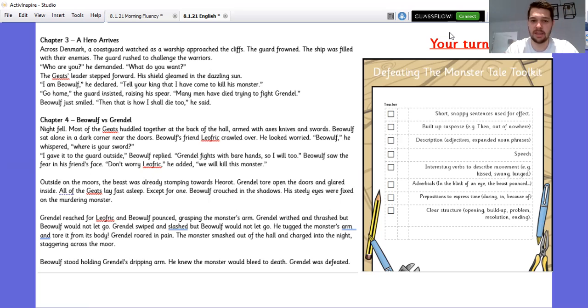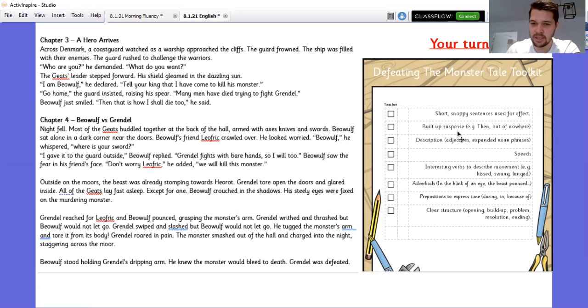Grendel roared in pain. The monster smashed out of the hall and charged into the night, staggering across the moor. Beowulf stood, holding Grendel's dripping arm. He knew the monster would bleed to death. Grendel was defeated.